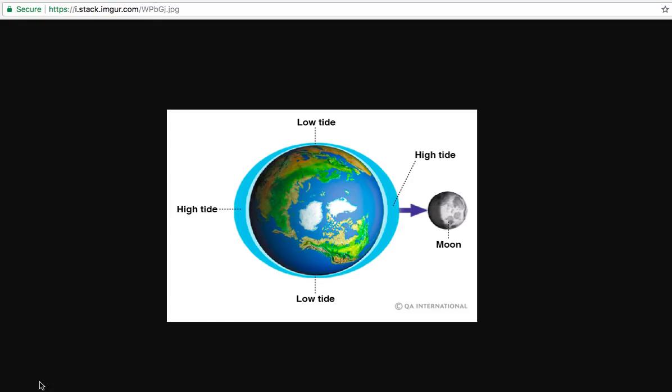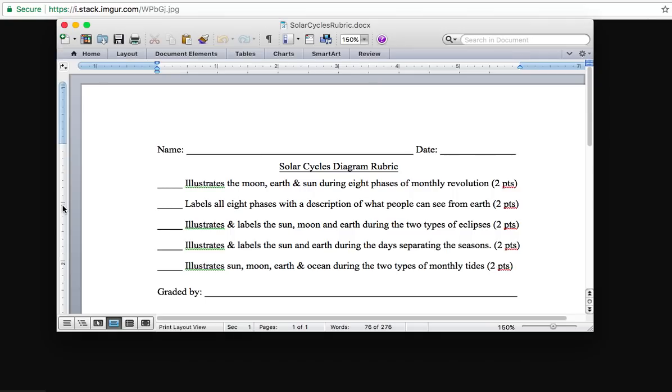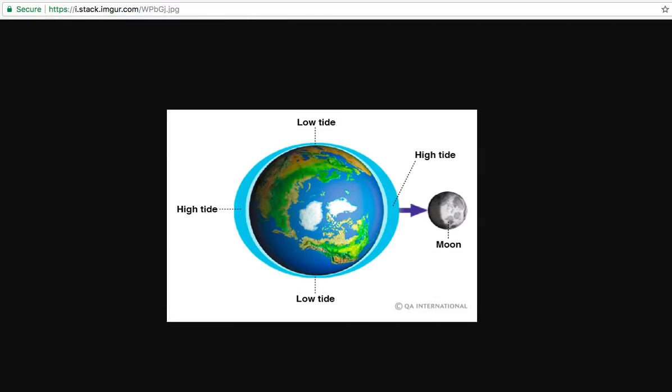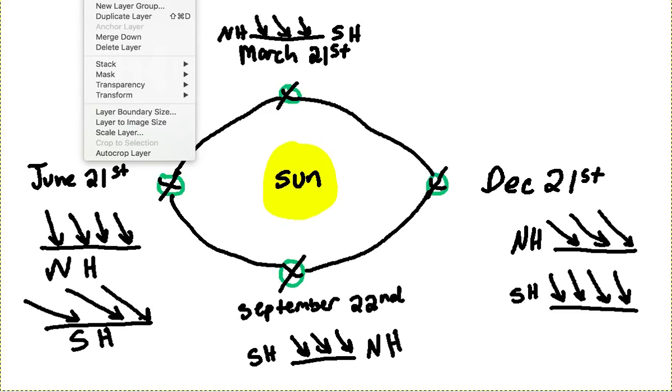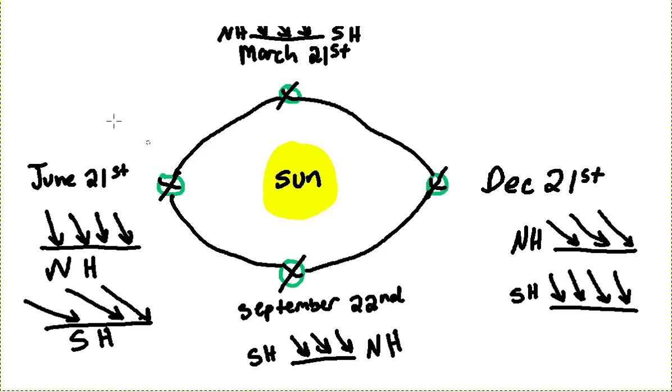All right, but let's get back to the assignment, monthly tides. So there are types of tides that happen every single month. One of them sounds like it should happen every single year, but let's get a new layer here, similar to the one that we drew before. So I'm going to draw the sun again.